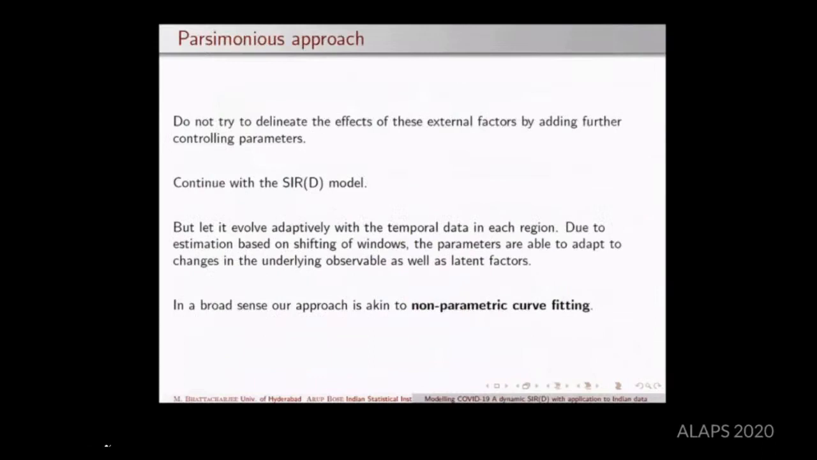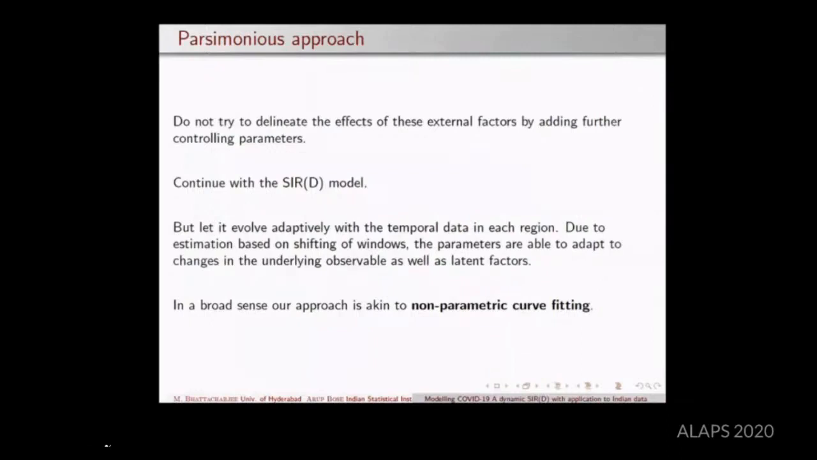So what we do is we continue with the SIRD model that I have explained, or given a very brief account of, earlier. But instead of having these parameters beta, mu, and nu fixed over time, we let the epidemic model evolve adaptively with the temporal data in each region. First of all, we do the modeling region-wise. And secondly, these parameters are not going to be fixed. They are going to evolve adaptively over time. And due to estimation based on shifting windows, the parameters are able to adapt to changes in the underlying observable as well as latent factors.